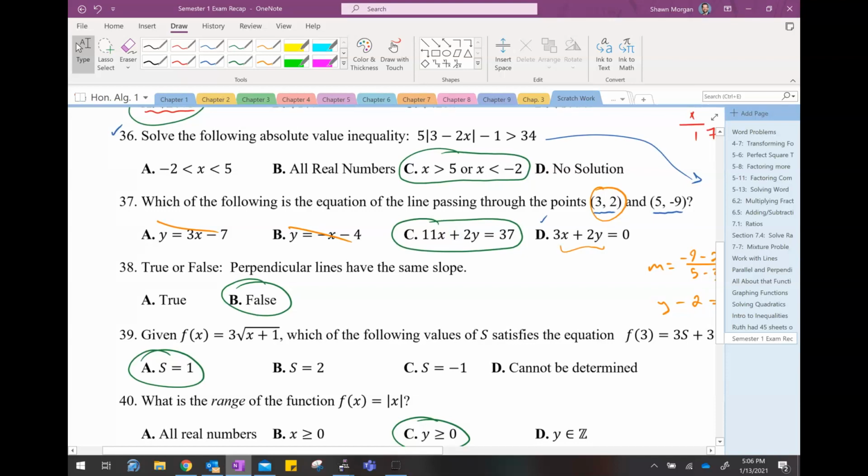38 is just a knowledge question. Do you know what perpendicular lines have? Perpendicular lines, remember, look like this. It's where they intersect at a right angle, okay, perpendicular lines. Therefore, they don't have the same slope. They have different slopes, very different slopes.